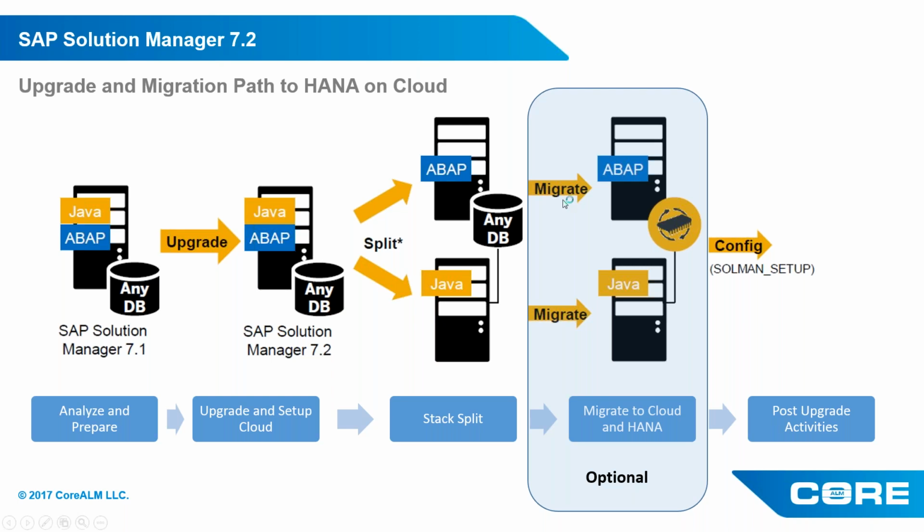And then the optional step of migrating. So at this point, you would migrate to another database if you're replatforming or if you're migrating to HANA. And then once those steps are completed, you begin the Solman setup transaction, or you begin with your post-upgrade activities. You perform the setup first, then you perform the content activation. You go through those steps, and you will have the system upgraded and up and running.